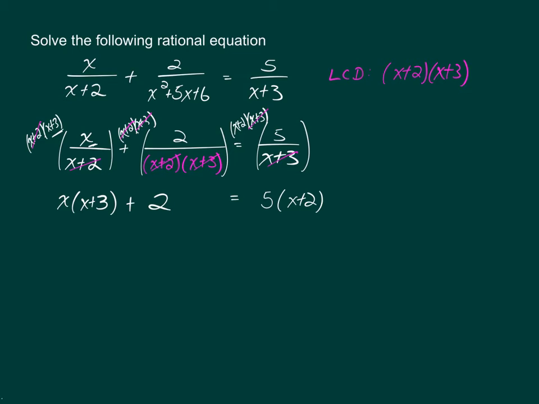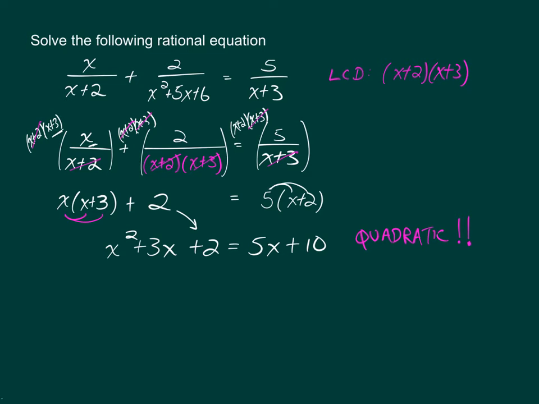And now we need to simplify both sides and collect any like terms. So on the left side, distribute this x to both terms, and you'll get x squared plus 3x, and this plus 2 is still here. And on the right side, you have 5x plus 10 when you distribute this 5 to the x and the 2. So there are no terms to combine on the left, there are no terms to combine on the right. What you need to notice is that this equation is quadratic.